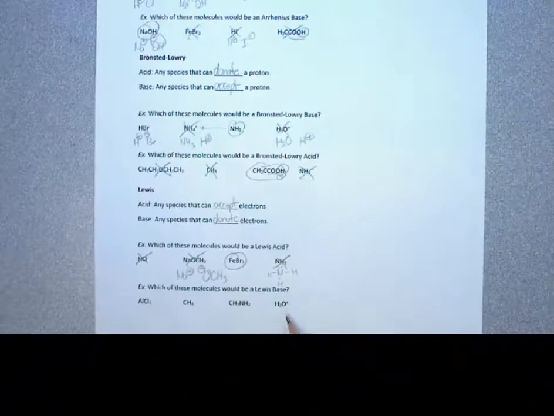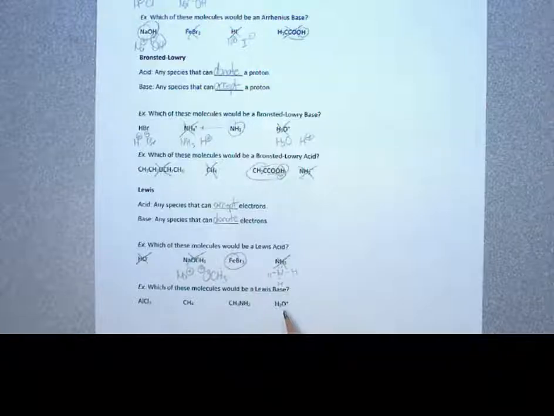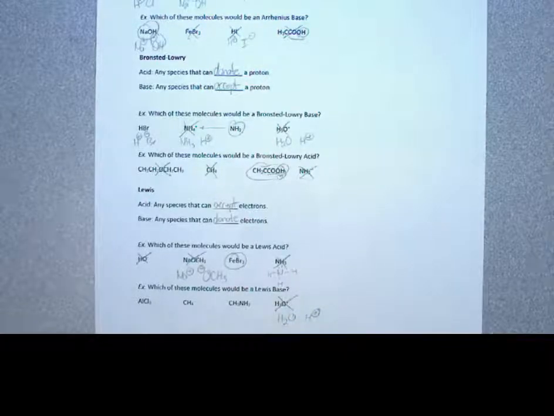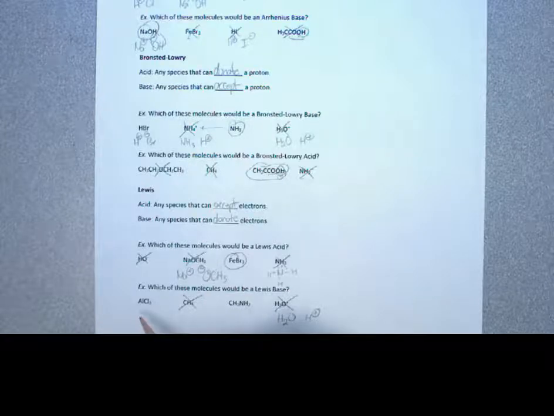For the Lewis base, we have hydronium, and this is going to donate the proton. So this is not going to donate electrons. It is going to donate protons. So this is not the correct answer. We have methane, which is going to be very inert. We have AlCl3, which is going to accept electrons. So it will not be the correct answer. And so the correct answer is CH3- and H2.